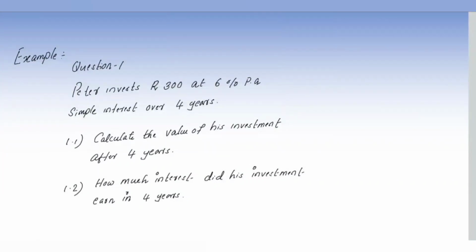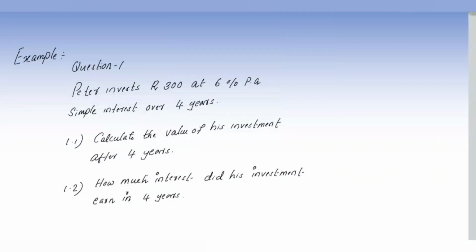Simple interest over 4 years. So he invests the money, 300 rand, for 4 years. Calculate the value of his investment after 4 years. That is, after 4 years you are calculating the future value. That is, you are calculating the value A. In the formula you are calculating the letter A. Okay, so how do we do that?